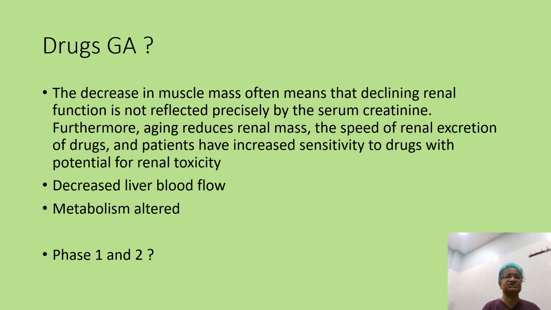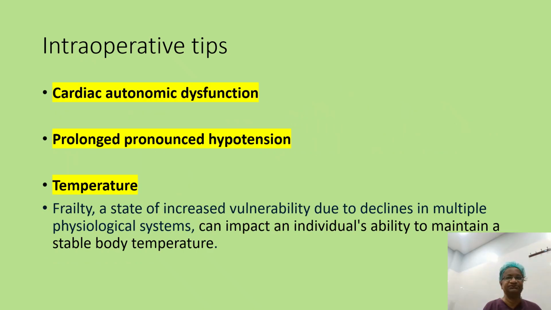Yes, GA can alter liver blood flow and metabolism. Number one, cardiac autonomic dysfunction. Number two, autonomic dysfunction can cause hypotension and problems with hypothermia in old, frail patients. So cardiac autonomic dysfunction, BP fall, temperature: these are the autonomic problems in patients with frailty.